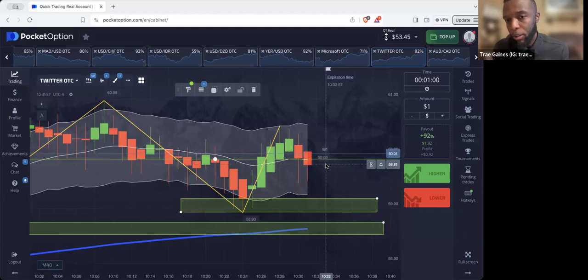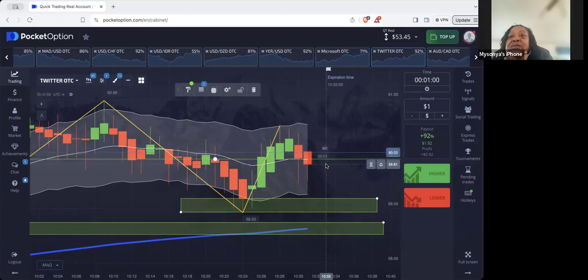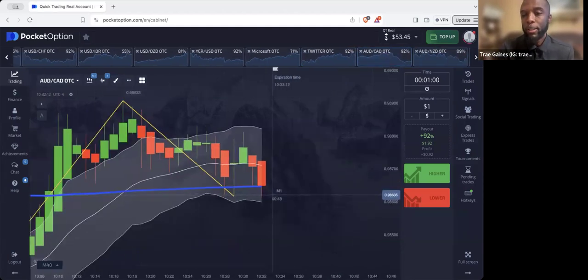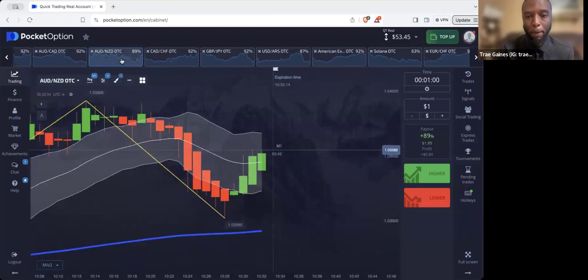So that's another L that I also have to take, because I can't enter that because it didn't continue to go below my middle Keltner or allow my middle Keltner to serve as a support. We're gonna find one that actually goes our way.